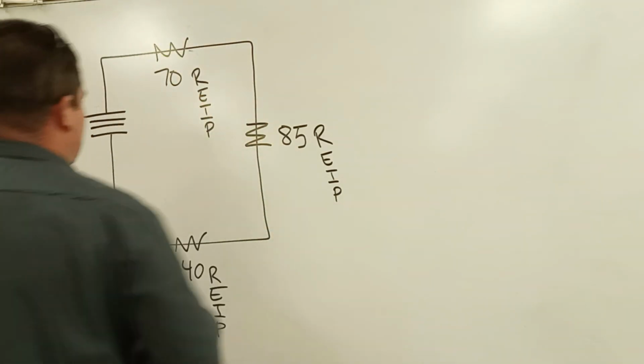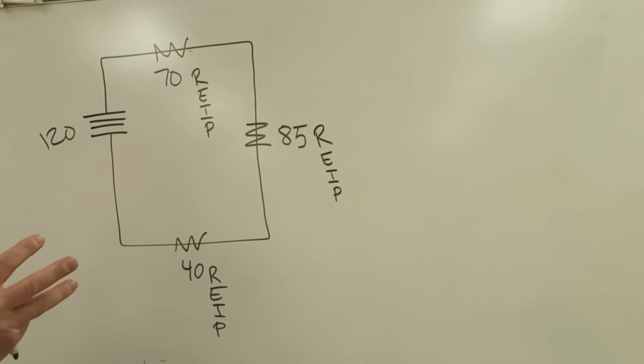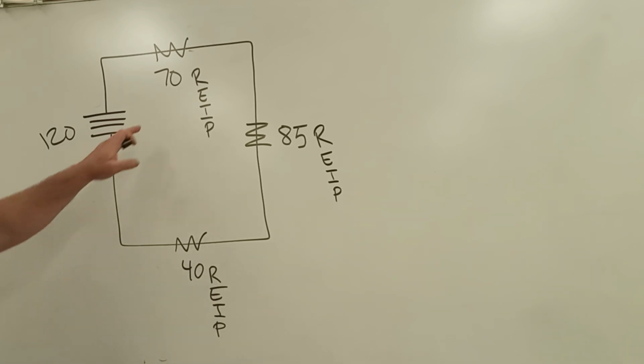Because we've only got one path for everything to flow through, it's a series circuit with a 120 volt source. We're going to solve for every variable of each of the resistors. There are 3 rules for series circuits. The sum of the voltage drops is the sum of the voltage supplied, Kirchhoff's voltage law. The current is constant throughout the circuit. And the resistance adds up.